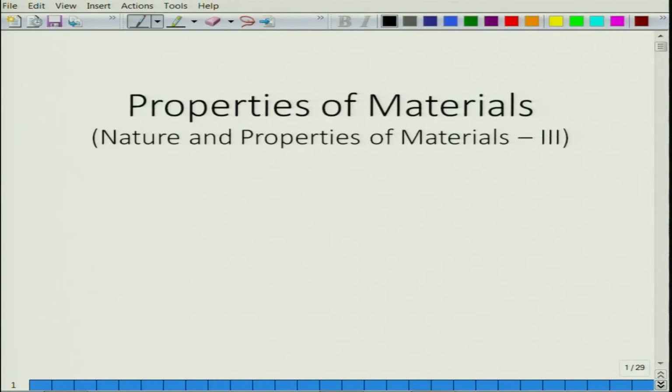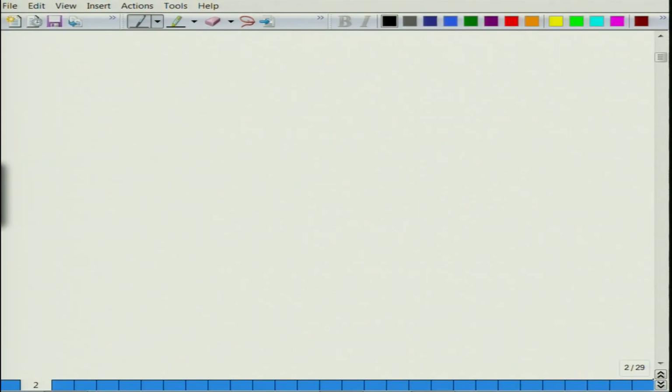So, welcome again to the new lecture of the course Properties of Materials. Let us just briefly recap the last lecture. In the last lecture we looked at transformation of axis.